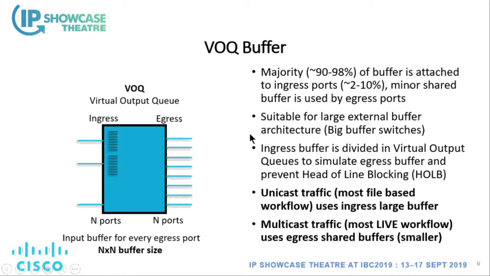This buffer is suitable for the external buffer architecture. If your switch, not switch, but the ASIC which is present on the switch, has an external large buffer, big buffer, as we call it, this is usually how the architecture works. The reason behind it is that it is easier to implement and divide that larger buffer into smaller queues that can satisfy any kind of need.